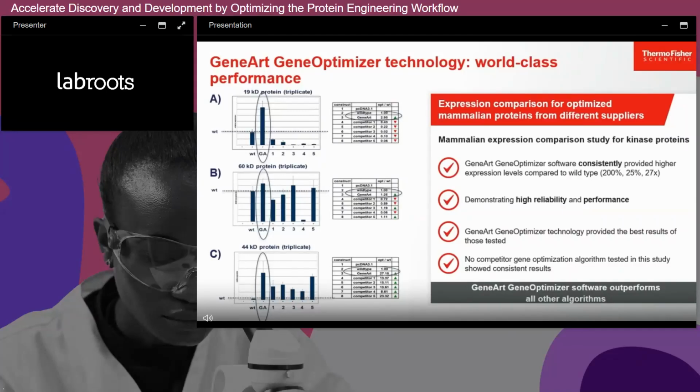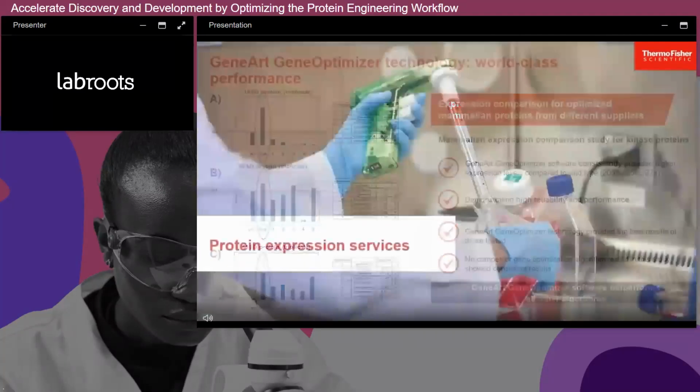So if you look at this histogram and take whatever protein, let's say number 3, you see that for some competitors this protein has a higher level compared to the wild type. But looking at the same competitor with another protein, they will get a negative result, taking the same gene optimization. So the message again: GeneArt Gene Optimizer software outperforms our competitors and delivers consistently good results with the optimized sequence.